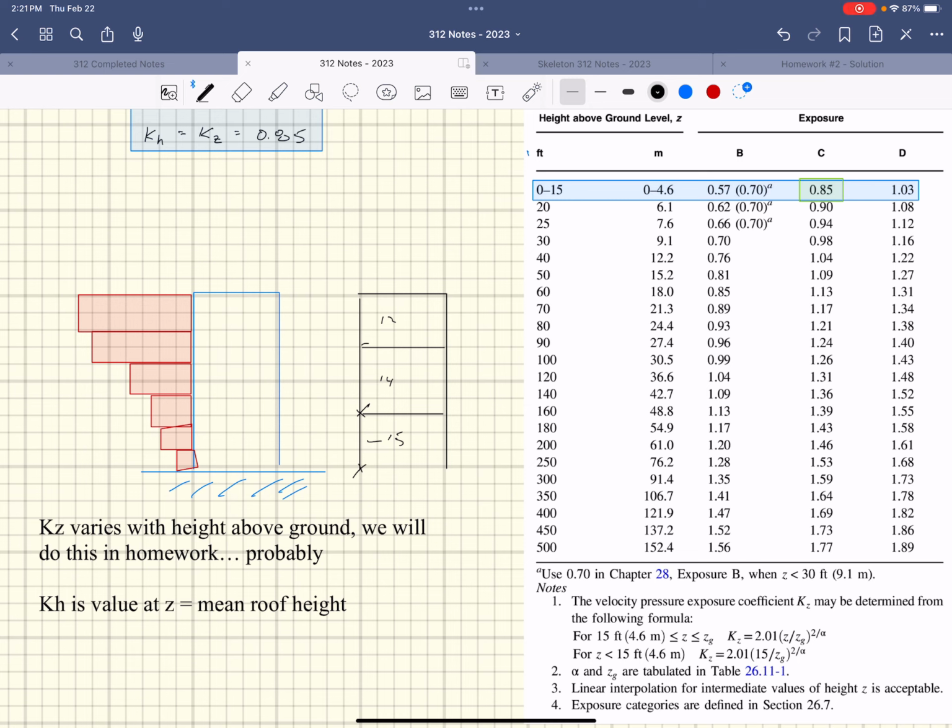And then what I did is I went up and I said, what is this one? This is going to be at 29 feet, 15 plus 14. So this is at 29 feet. You could come over here and say, they don't have 29 feet, but they have 30 feet, and it's going to be 0.7.